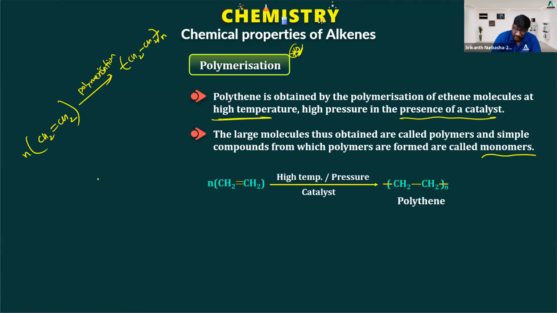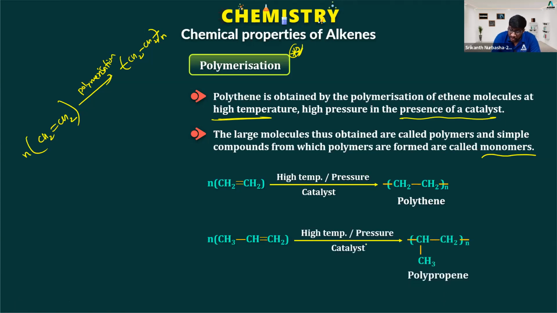This is a repeating unit. So this bracket and n time, that is nothing but a repeating unit. CH3 CH double bond CH2. If you go with this example, high temperature or pressure and catalyst, you have to write this carefully. You should not write this as CH2 CH single bond CH. This is wrong.